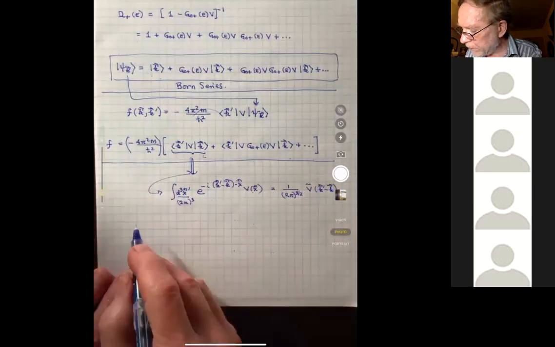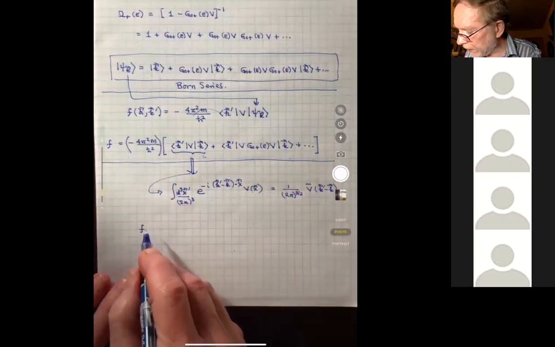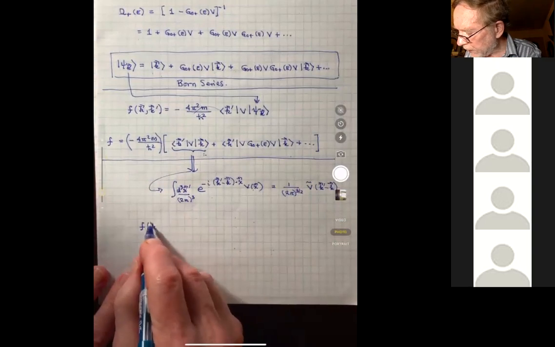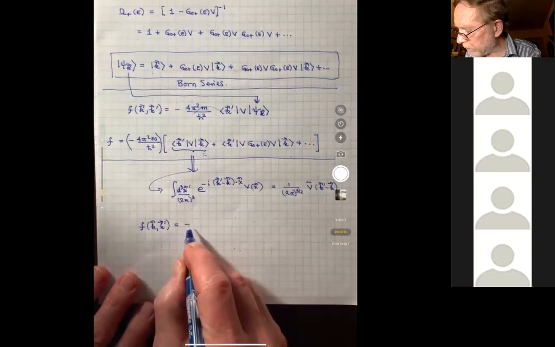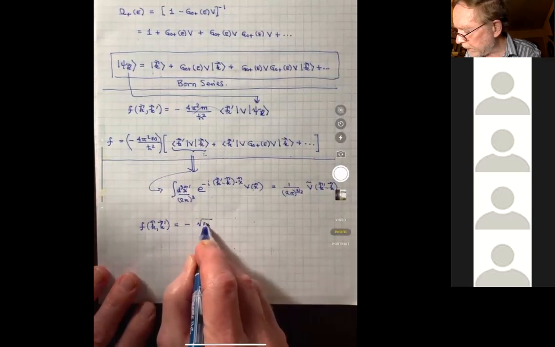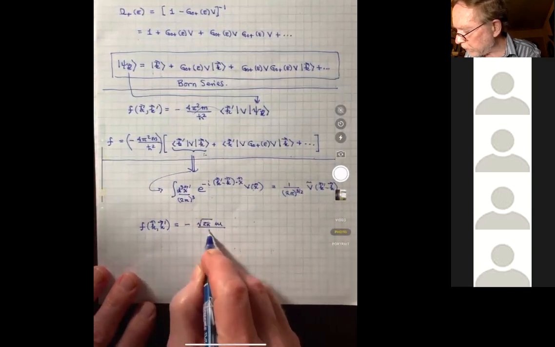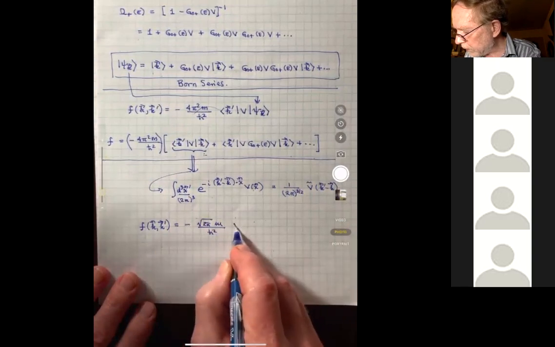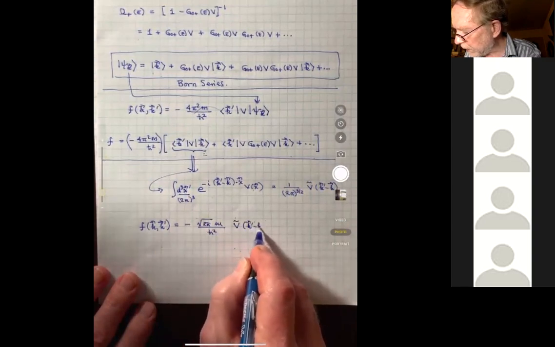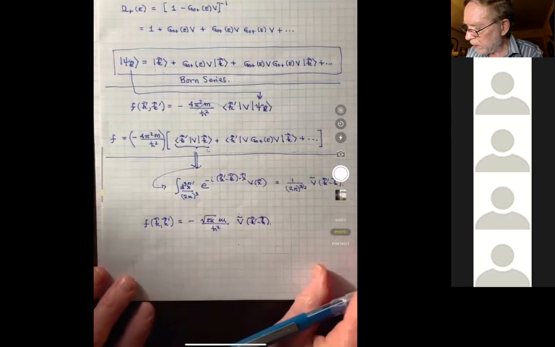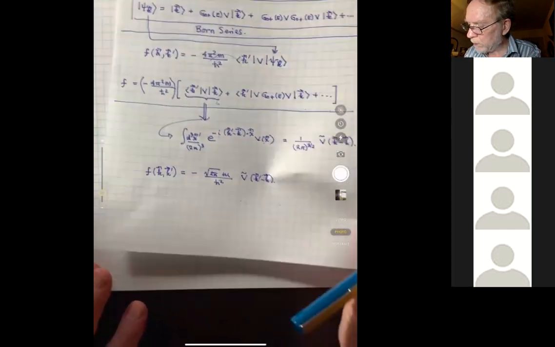If I plug that in here, then I get an explicit formula for the scattering amplitude f of k and k prime, and first Born approximation is equal to minus the square root of 2 pi times the mass m divided by h bar squared times the Fourier transform of the potential evaluated at k prime minus k. And so this is first Born.